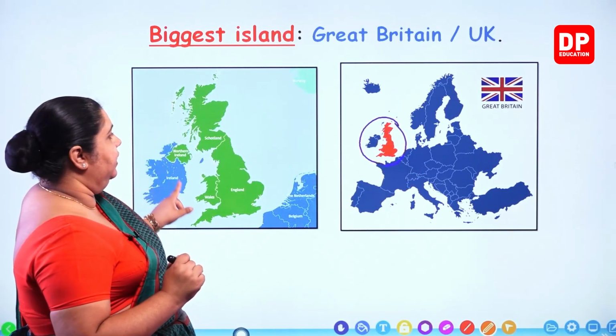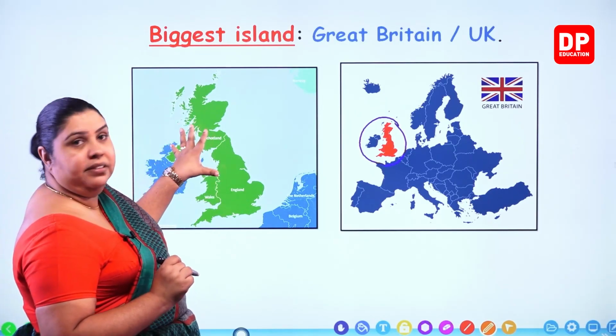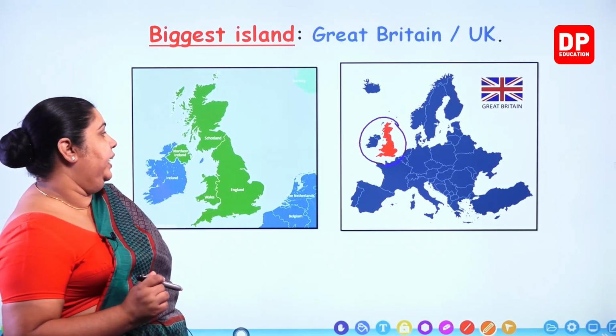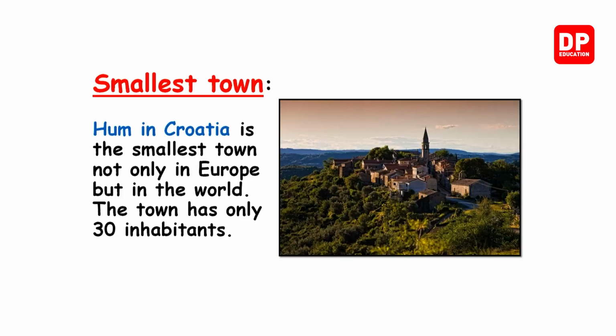Now this is the Great Britain island separately and this is how it looks like in the European continent. The smallest town. What is the smallest town in this continent? Hum in Croatia is the smallest town not only in Europe but in the world.